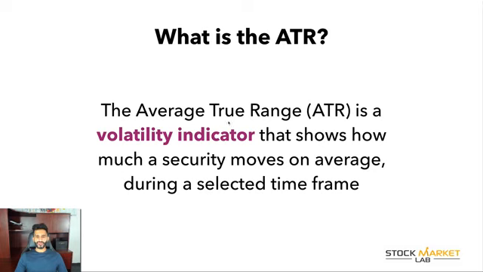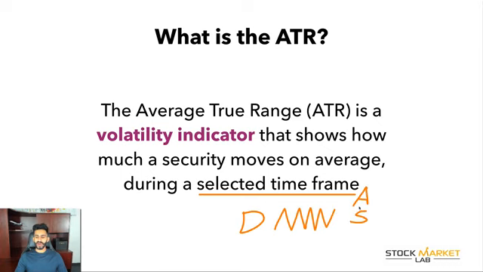The average true range, known as the ATR, is a volatility indicator that shows how much a security or a stock, same thing, moves on average during a selected time frame. So if we select a daily time frame, the ATR will tell us how much the stock moves up or down on a daily time frame. Stock A might move up or down $2. Stock B might move down $10.